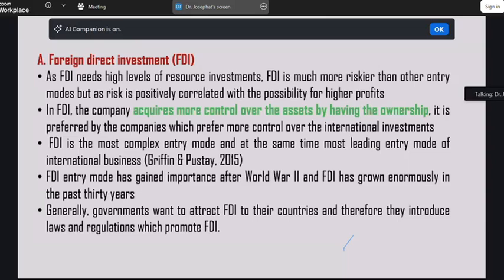Na baadhi ya nchi wana discourage zaidi FDIs kwa sababu wanaona kwamba faida yote inayopatikana inaenda katika foreign country, hairudi ikabaki kwenye nchi yao, kila kitu kinachofanyika kinafanyika kwenye zile nchi. FDI entry mode has gained importance after World War II, and FDI has grown enormously in the past 30 years. Generally, governments want to attract FDI to their country, and therefore they introduce laws and regulations which promote FDIs. Tukiangalia baadhi ya hata mabenki tulionayo ambayo ni ya foreigners sio ya Kitanzania wametumia this kind of FDIs kuanzisha kama foreign direct investment in their rights.